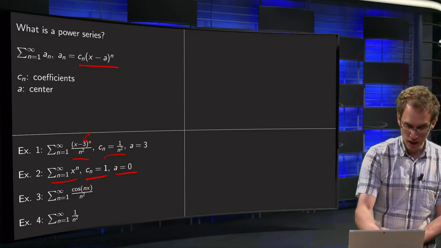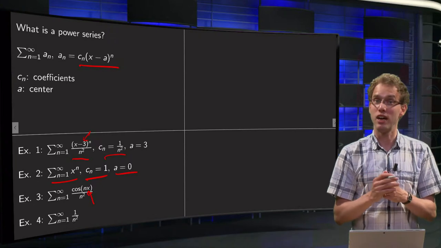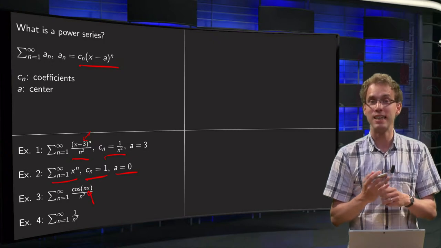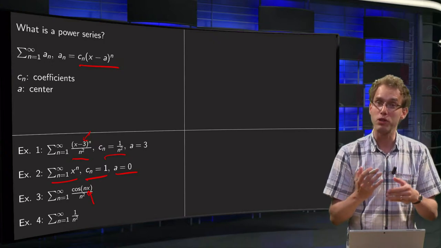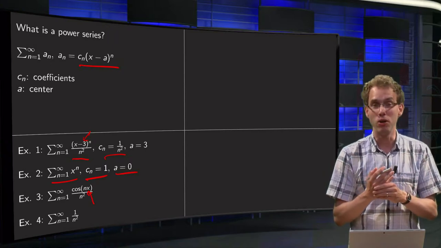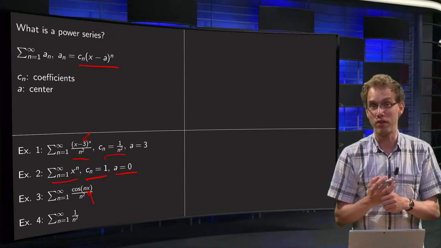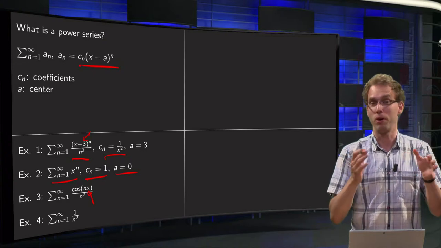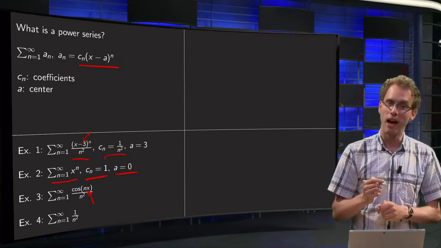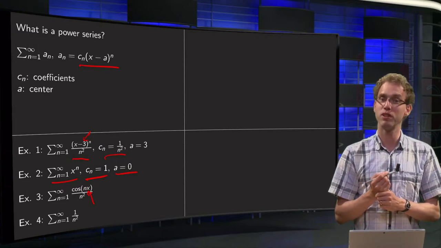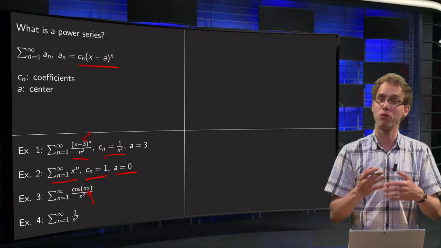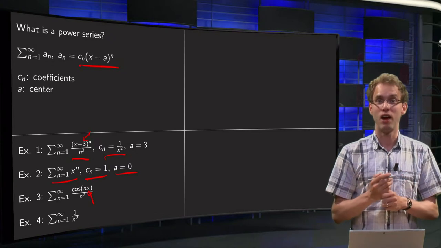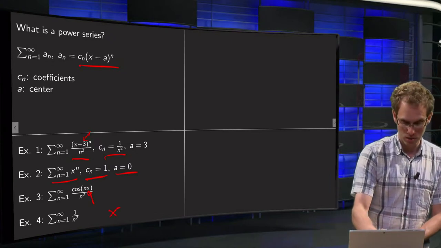Let's look at the next series. Example 3. We have an x here, but it is inside a cosine. So in this case, we have a series containing a parameter x, but we don't have a series with powers of x. That means that this series is not a power series. In fact, it is also a very important series. It's a Fourier series, but we'll encounter that later. It's another important type of series, but that's for later. And example 4, the sum from n equals 1 to infinity of 1 over n squared. Well, you know this series very well from all the videos we did before, it's a p-series, but it does not contain powers of x, so the last two are not power series.